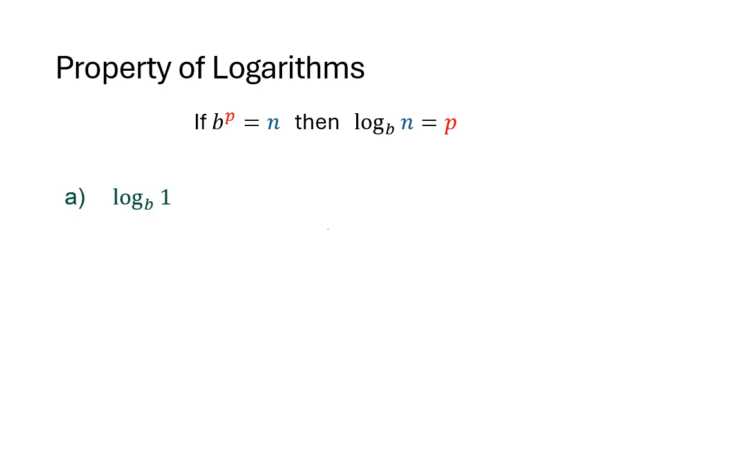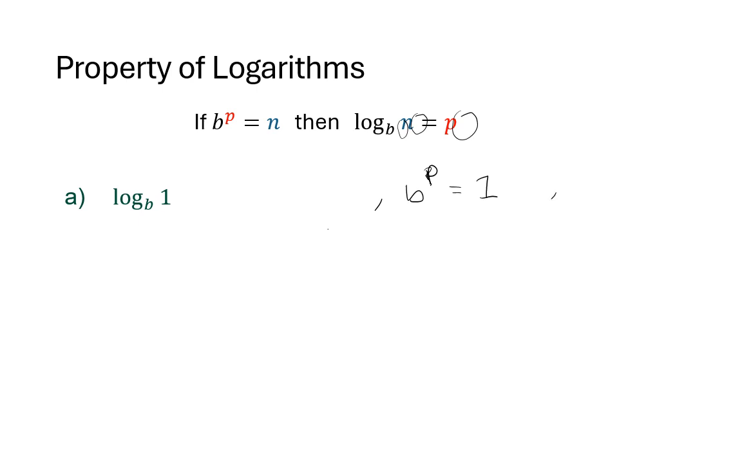So suppose we have log 1 base b. If you remember, if we have log, we have the base, we have the result, but what we don't have is the power. So this just means that b raised to the power of some p should be equal to 1. And if you look at this, b raised to the power of something is equal to 1.